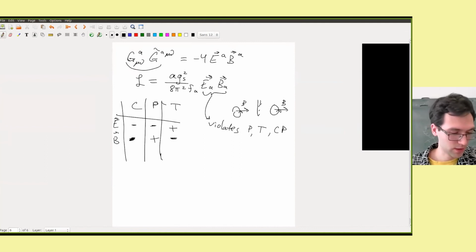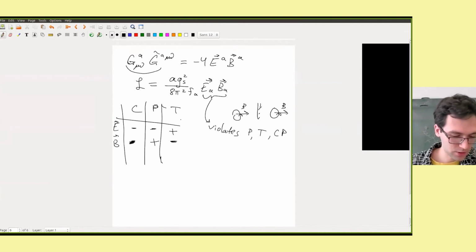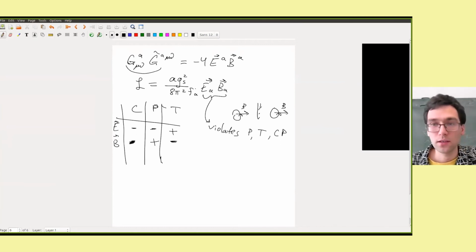Okay, next question is, explain why the GG dual expression in the Lagrangian gives rise to the electric dipole moments of nucleons. This can also be answered quite easily from this expression. If the Lagrangian contains a term like this, then any color magnetic field will be accompanied by a color electric field. So the color magnetic field can create a color electric field which is in the same direction, right?